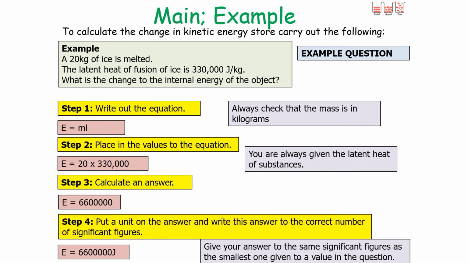And finally, a 20 kilogram block of ice is melted. The latent heat of fusion of ice is 330,000 joules per kilogram. What is the change to the internal energy of the object? Now in this instance, our equation is looking at melting, a state change. So it's E equals ml. You place the values into the equation by substitution. You calculate your answer. You put a unit on your answer and write it to the correct number of significant figures.